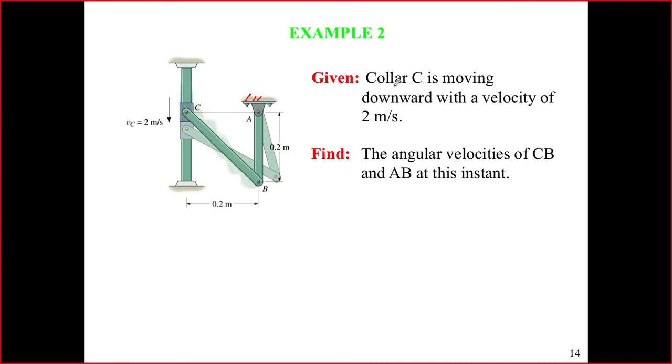So we are seeing that the collar C at this particular instant is moving down with a 2 meter per second velocity. So what we want to find is the angular velocities of CB and the angular velocity of AB at this instant. So we want to find omega CB and omega AB. We should write these down, converting the English into mathematical expressions. Okay, so let's proceed with our kinematic diagram and our velocity diagram first.